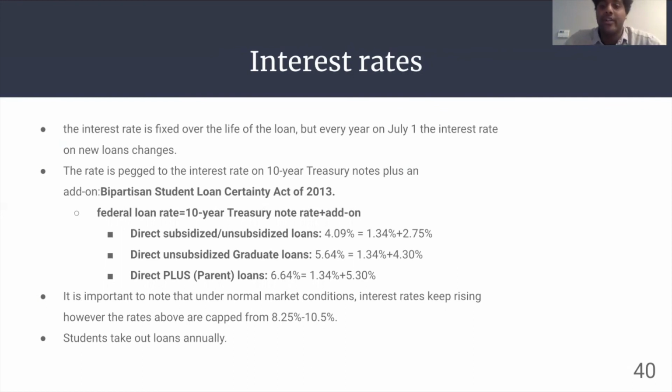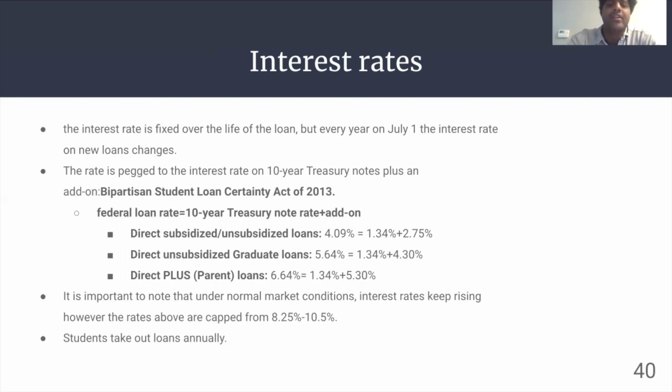So currently for direct subsidized loans and unsubsidized loans, it's around 4.9% because the current 10-year Treasury interest rate is 1.34%, and the add-on is currently 2.75%. For unsubsidized graduate school loans, it's 5.64%. And for direct PLUS and direct PLUS parent loans, it's 6.64%.